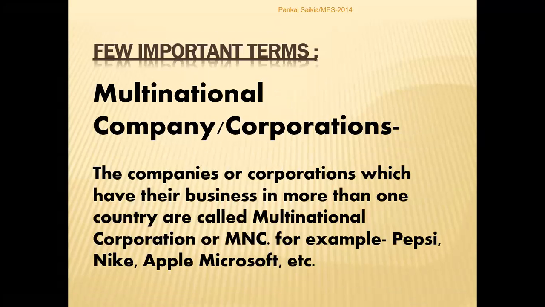Some important terms that we will come across in this chapter. Number one is a multinational company or multinational corporation. The company or corporation which have their business in more than one country are called a multinational corporation or MNC. Some examples are Pepsi, Nike, Apple, Microsoft, etc.